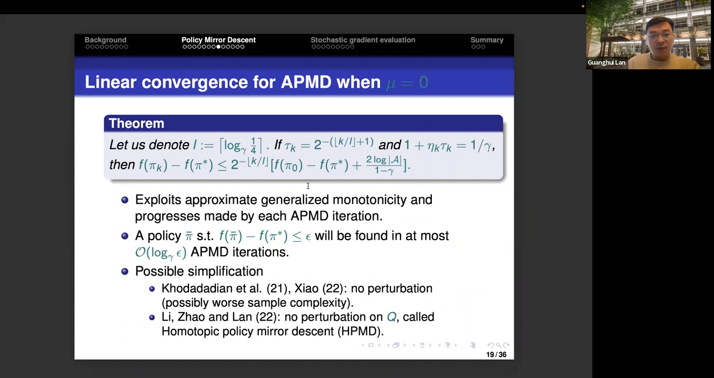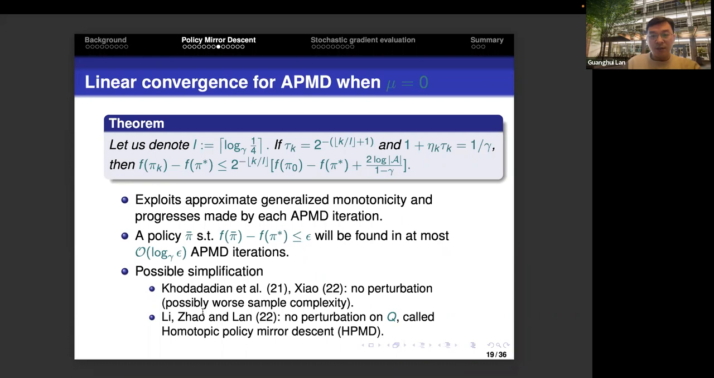After our work, a few simplifications have been performed. It turns out that even if you don't put any perturbation, by using a different argument, like for example, this is a student from Georgia Tech and Lin Xiao is a researcher in Meta, and also my student Yan Li. A few groups have studied the simplification of this algorithm, showing that you don't have to have this perturbation, and the algorithm still converges linearly.